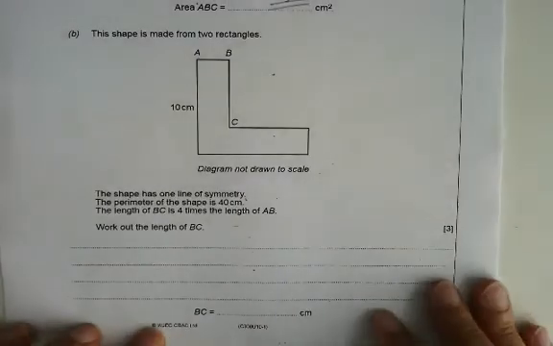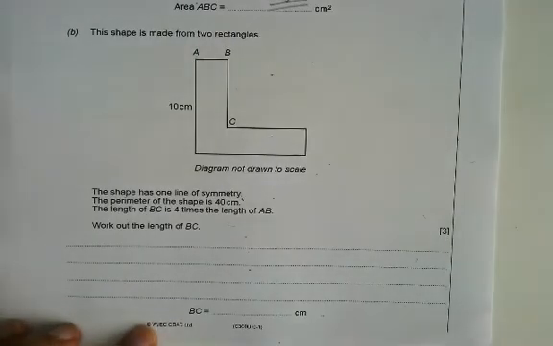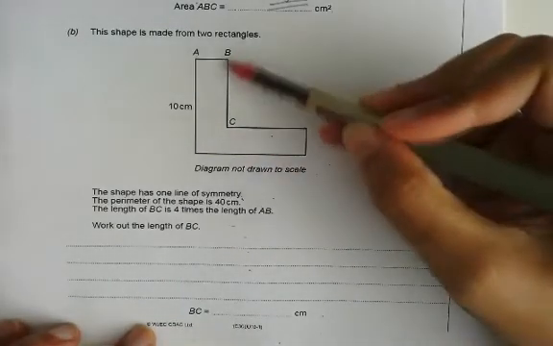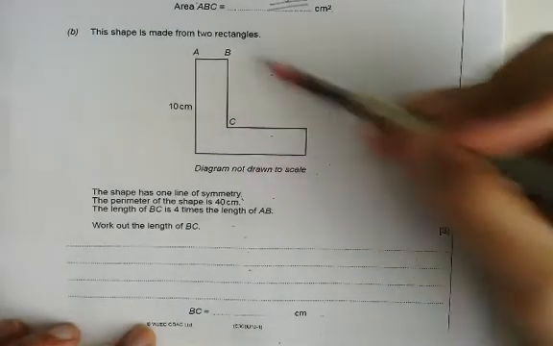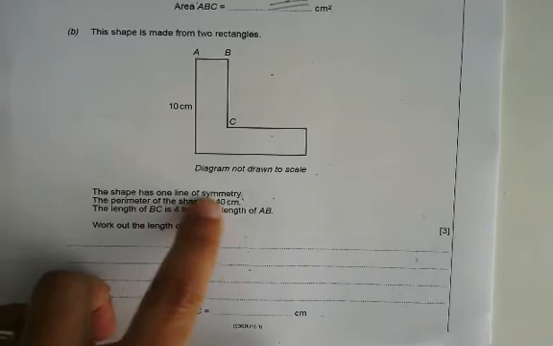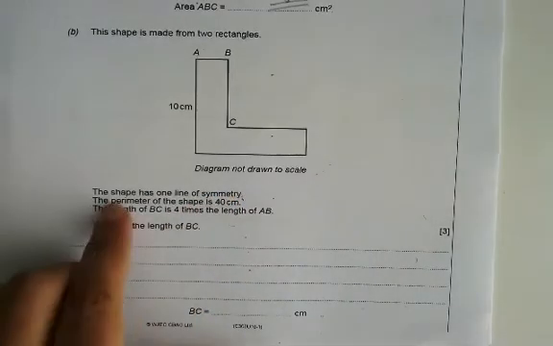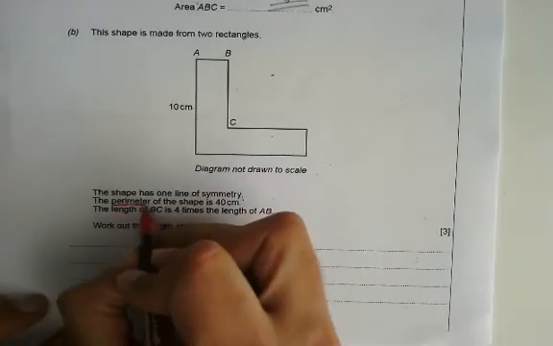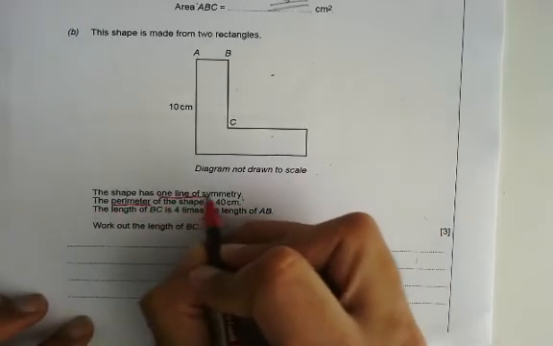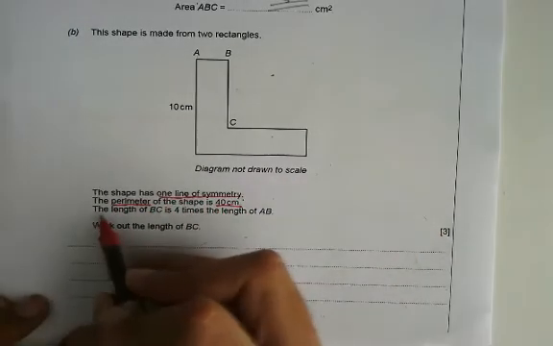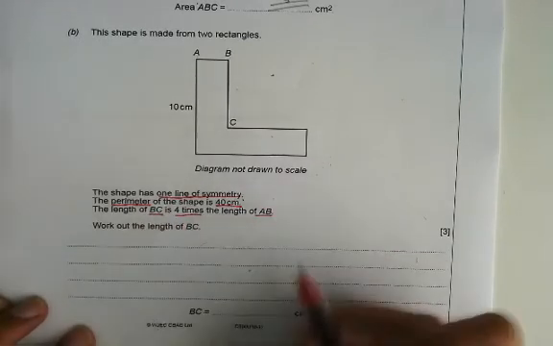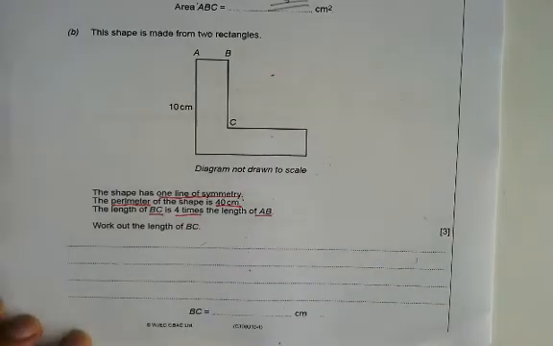Next one, part B. This shape is made from two rectangles. Okay, so you can see two rectangles, either looking at it like that or looking at it sort of like that. The shape has one line of symmetry. Now that is really important. I'll come back to that in a second. The perimeter of the shape is 40. Remember that perimeter is where we add up all the sides. And the length of BC is 4 times the length of AB. We'll come back to that stuff in a second.